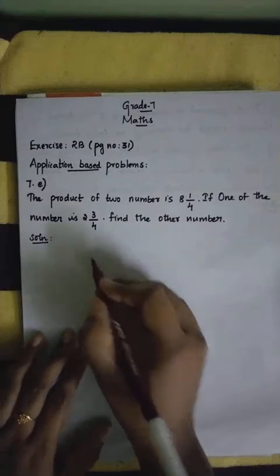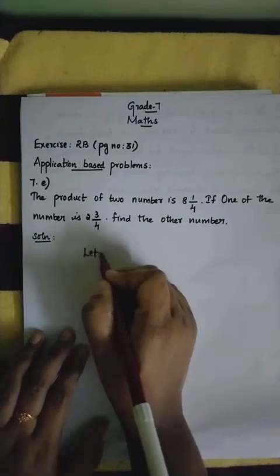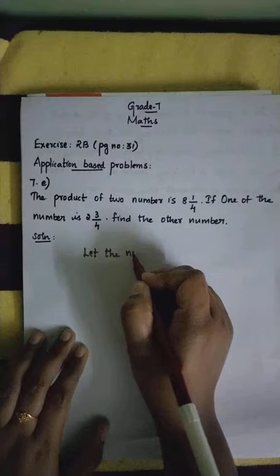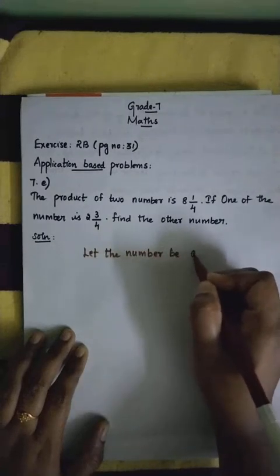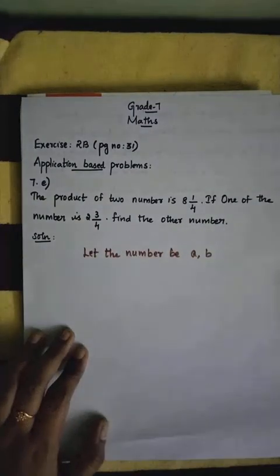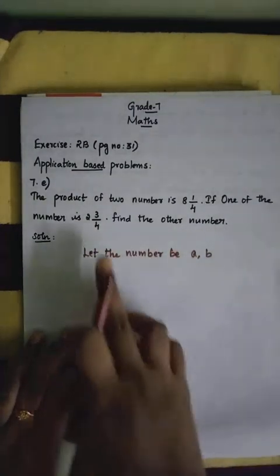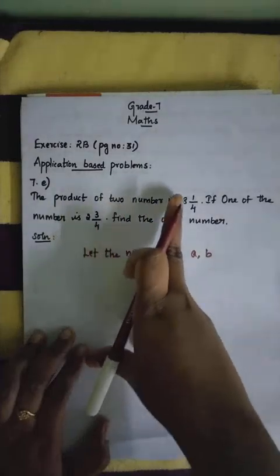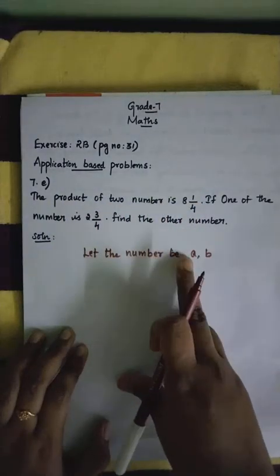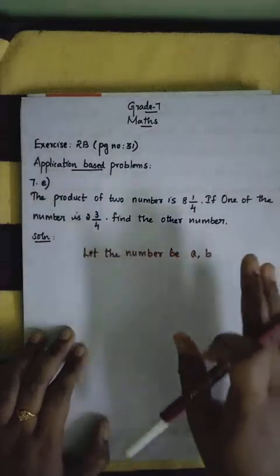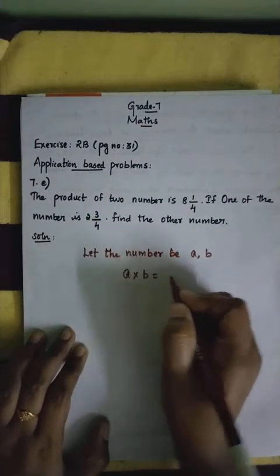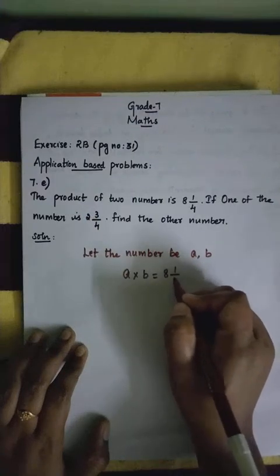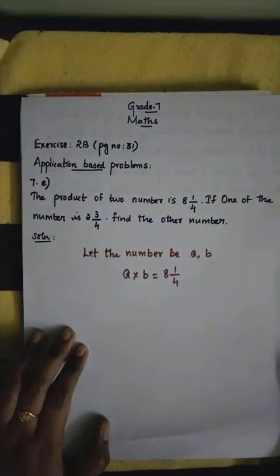So first, let the numbers be a comma b. We don't know what the numbers are, so just take a comma b. What is given in the question? The product of the two numbers is 8 1 by 4. So a into b, the product of the two numbers, is 8 1 by 4.